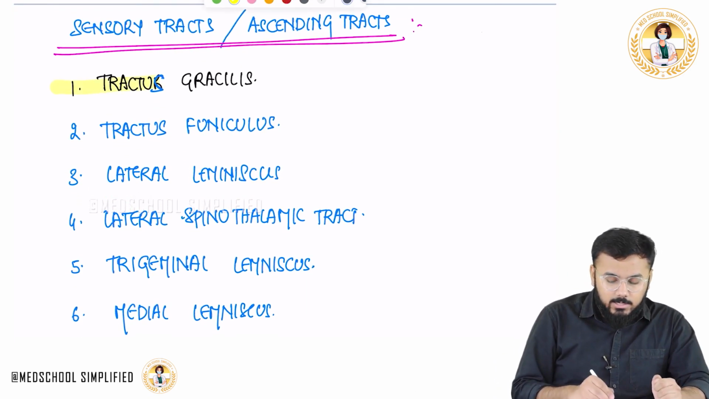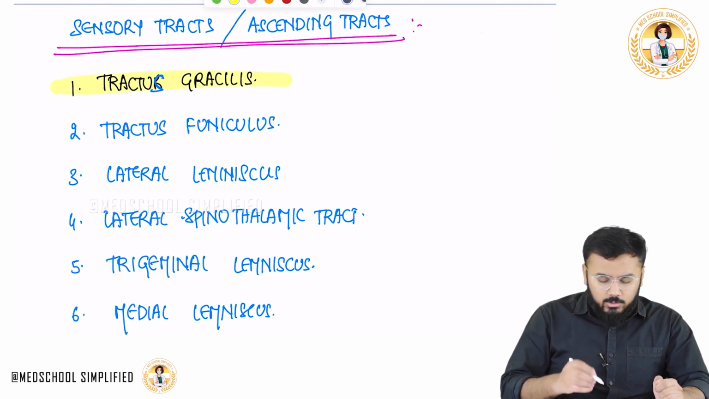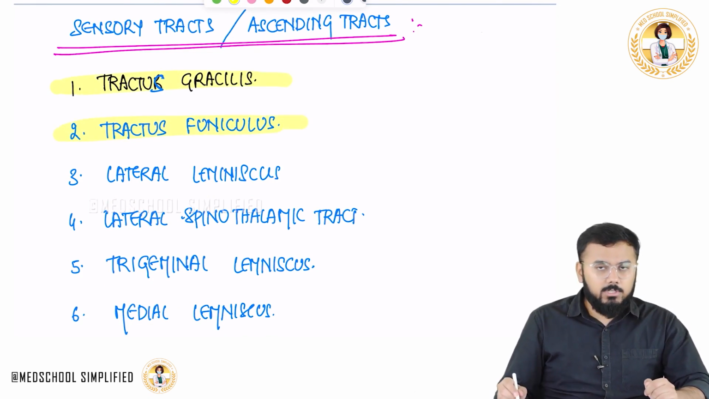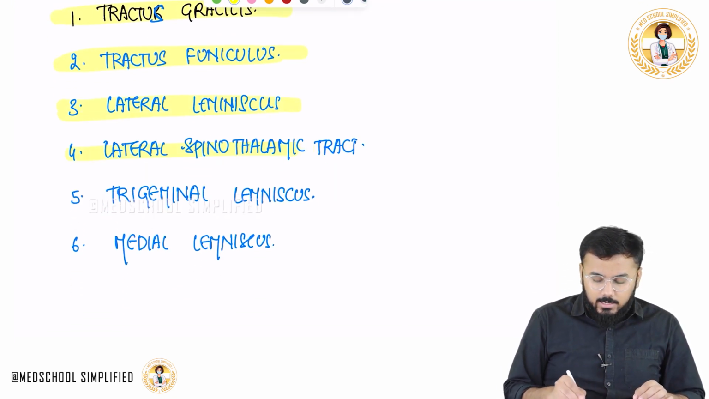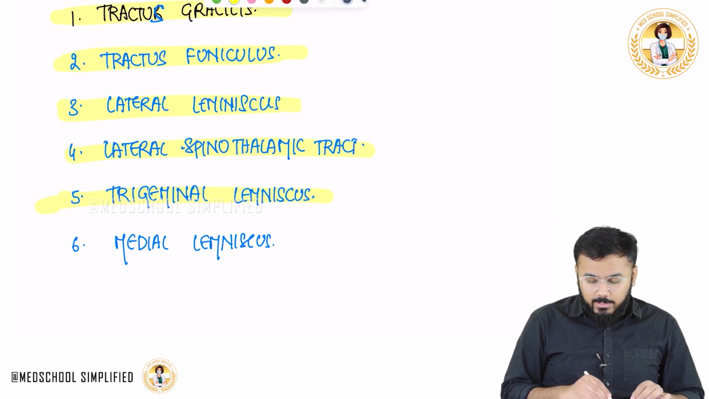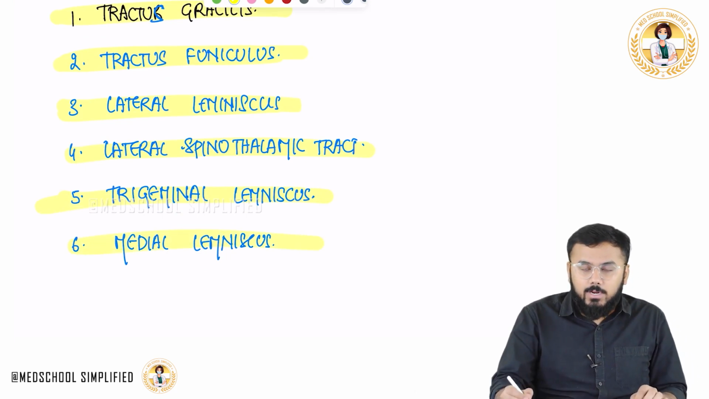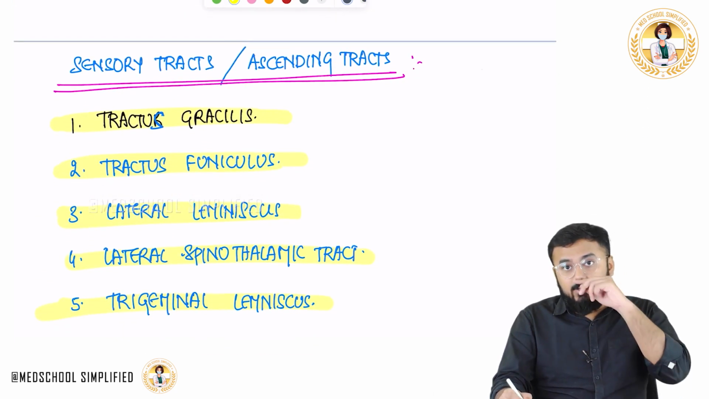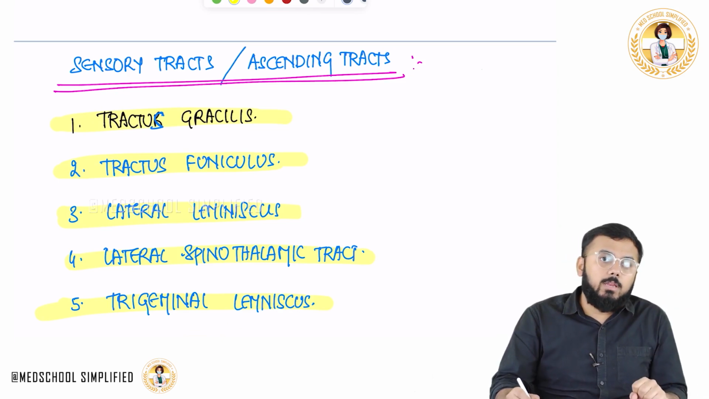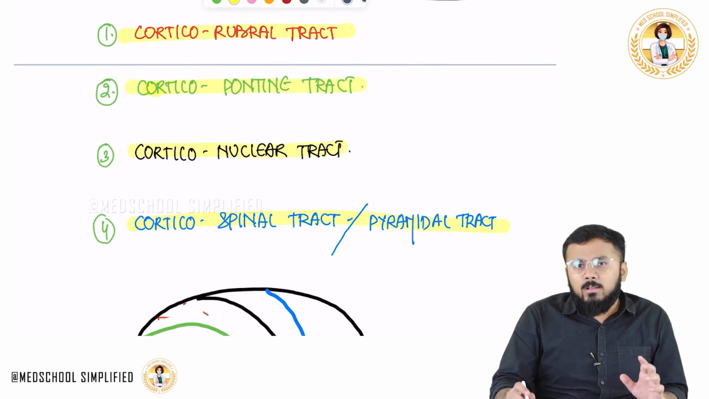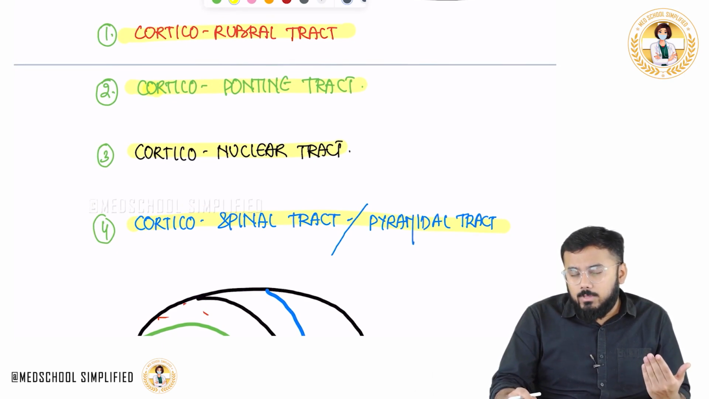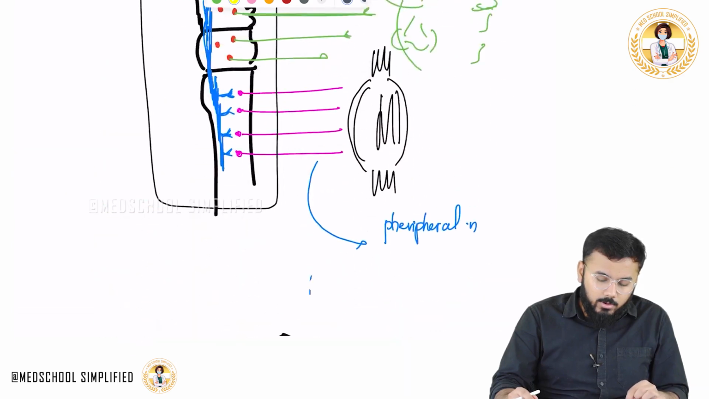What are the sensory tracts? Tractus gracilis, right? The functions of this you will study in physiology, but still I will discuss this anyhow. Next you have tractus lemniscus, lateral spinothalamic tract, trigeminal lemniscus and medial lemniscus, right? So these are the sensory tracts which take the sensations from the spinal cord to the cortex. And the motor tracts bring the motor information from the cortex down to the spinal cord, okay?